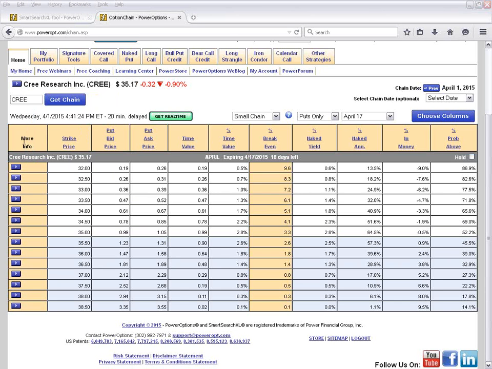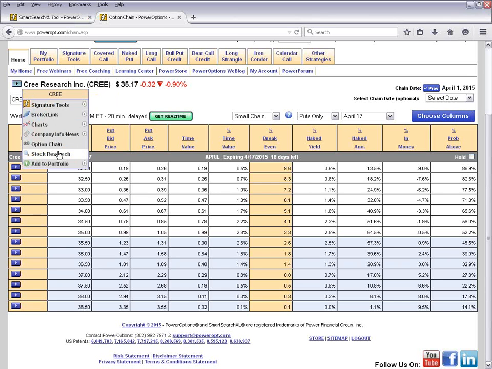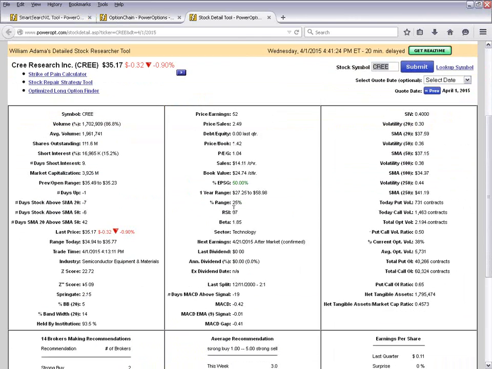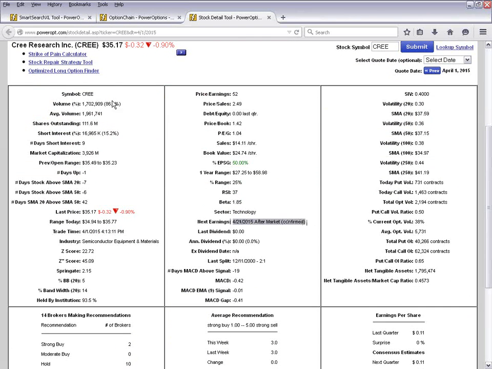Drew says it's maybe volatility due to earnings. And I think that's going to be the case. Let's take a look. I'm going to go to the Stock Research Tool. Earnings, right there on CRE, 4/21 after the market, 3 days before, technically 2 days before the expiration on 4/24. So there's the situation, and that's the other thing that you have to pay attention to.